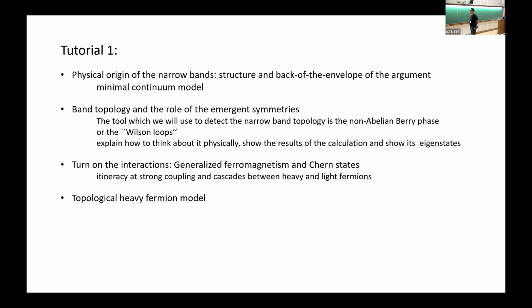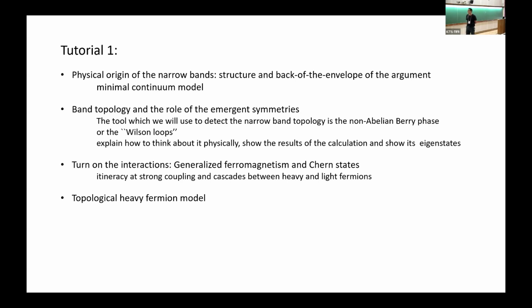Given that the bands are narrow, we will then study the effects of the Coulomb interactions. I will show you that unlike in the usual Hubbard model, because of the topology of these narrow bands, the type of states we expect in the presence of strong Coulomb interactions are actually generalized ferromagnets. And try to explain why. And one member of this manifold of states are Chern states. So these are states which have a quantum anomalous Hall effect. We'll see how that comes about.